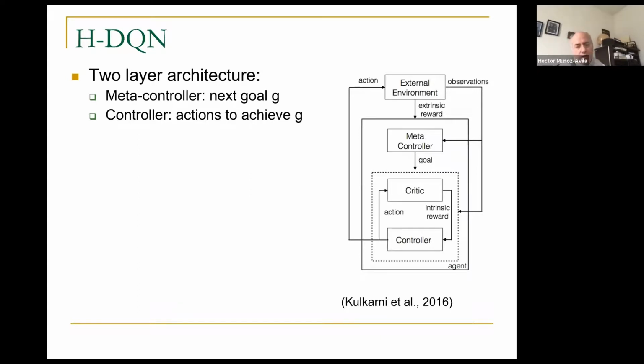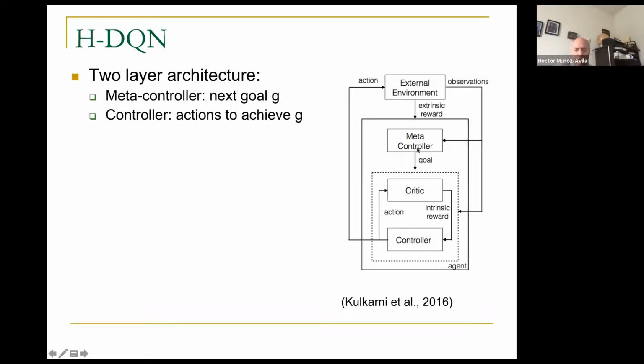I've been fascinated with this system developed by Josh Tannenbaum and his students. Kulkarni is the first author, called HDQN, Hierarchical DQN. The way this works is a two-layer architecture. I should say this is a hierarchical reinforcement learning algorithm, and it's a deep learning algorithm with two deep learning architectures connected into one, two CNNs.